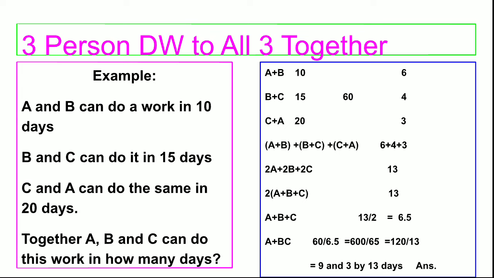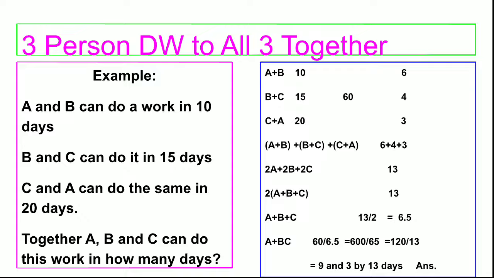Now the case of three workers working together. There are three workers like A, B, C, and they are working in pairs like A plus B, B plus C, C plus A. And the question is asked about them working together.